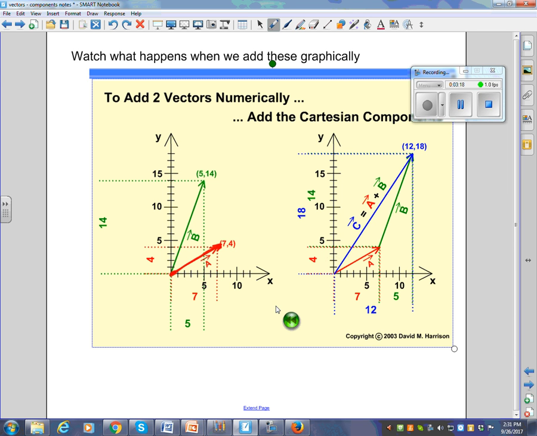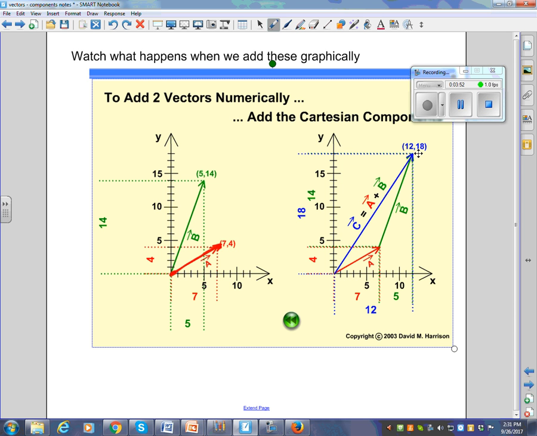Right? Now, what's the x value here for A? 7. And then what was the x value on B? 5. And 7 plus 5 is 12. So what I did was I just added the x, and then did the same thing work for the y? Yep. 4 and 14, 18, right? So these are called the x components and the y components.